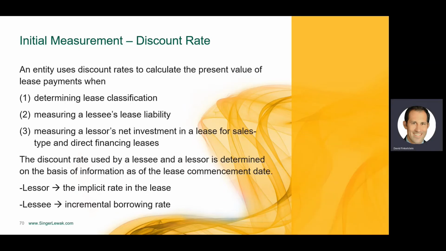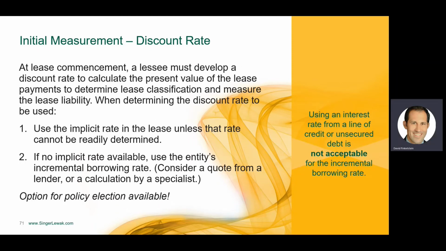Now, instead of going through that process, you do have an option to make a policy election as a private company. One thing I do have to say is that many people may want to shortcut by noting that the interest rate on a line of credit or an unsecured debt would be reflective of the incremental borrowing rate. Under 842, that is not considered acceptable for use as an incremental borrowing rate because it does not match the same terms and underlying asset guarantee or securitization as you would have in a lease or finance arrangement.